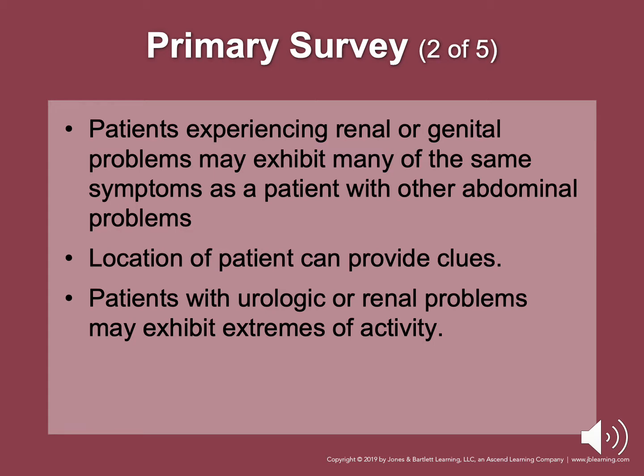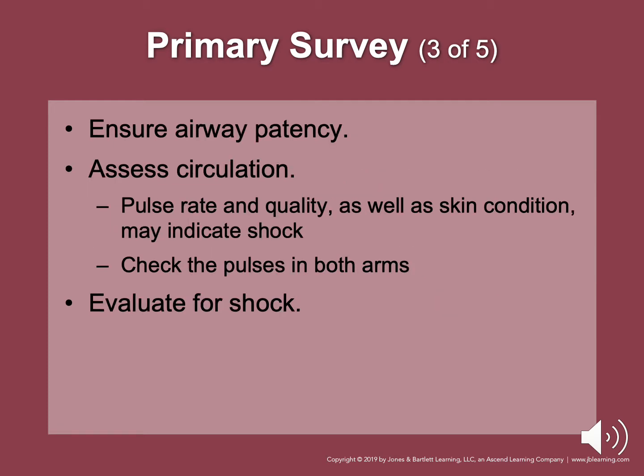Check the pulse in both arms, because a difference in pulse strength may indicate an aortic dissection. So expose the patient, assess for major bleeding, and evaluate for shock. It may be caused by hypovolemia or sepsis. So give high flow O2, keep the patient warm, and place the patient in a position dictated by the local protocol.